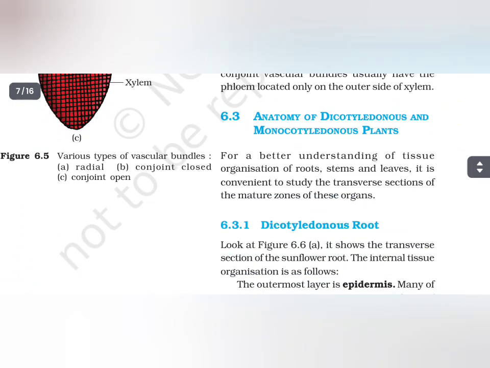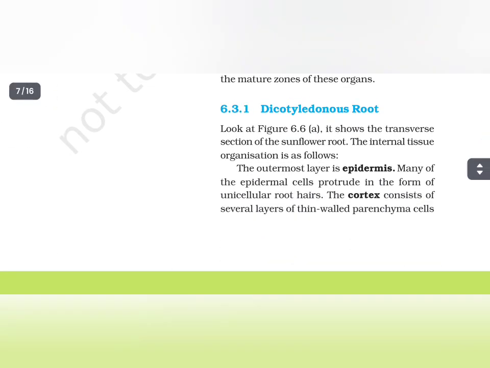Anatomy of dicotyledonous and monocotyledonous plants. For a better understanding of tissue organization of roots, stems and leaves, it is convenient to study the transverse section of the mature zones of these organs. Dicotyledonous roots. Look at figure 6.6a. It shows the transverse section of the sunflower root. The internal tissue organization is as follows.